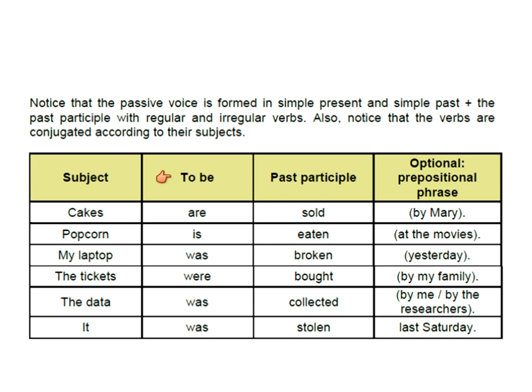First, the subject. Second, the form of the verb to be, whether it is plural or singular in present, or singular and plural in past. Third, the past participle of the verbs. All the verbs are in the past participle, and then the optional prepositional phrase.